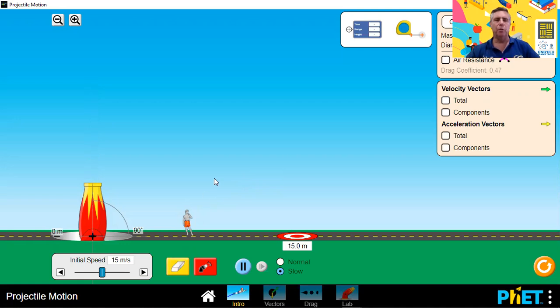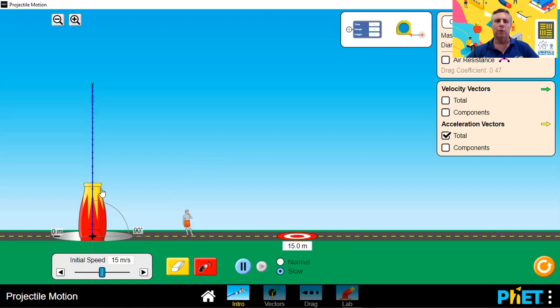The second point is quite surprising. It says that the acceleration will be the same in magnitude and direction at any point in the object's flight. Now we can switch on an acceleration vector and you'll see a yellow arrow. And as I shoot that object, you'll see that no matter where it is, the acceleration vector is exactly the same. It's always pointing downwards. It's a negative acceleration because it's caused by the force of gravity, which is down towards the center of the Earth.